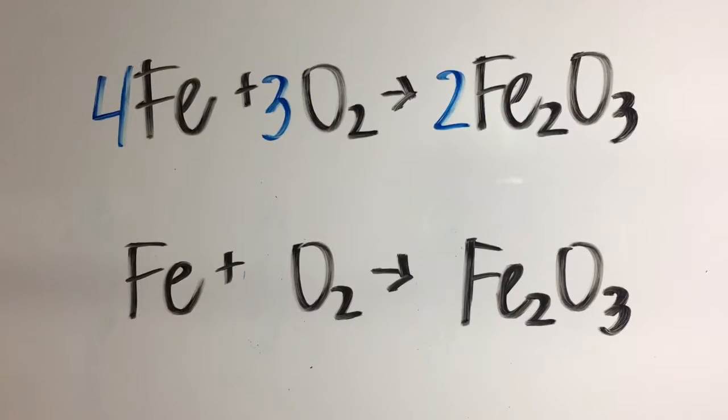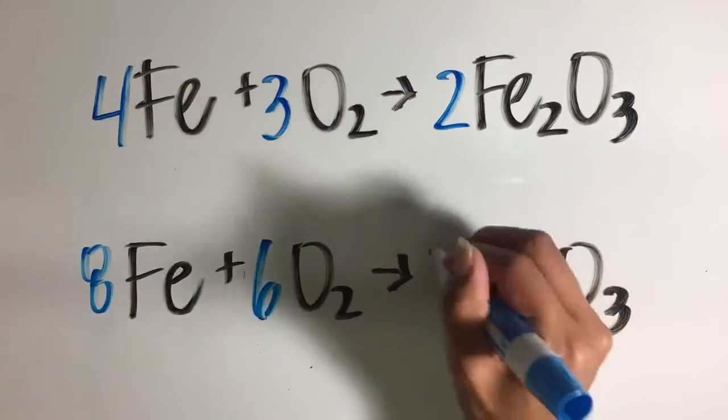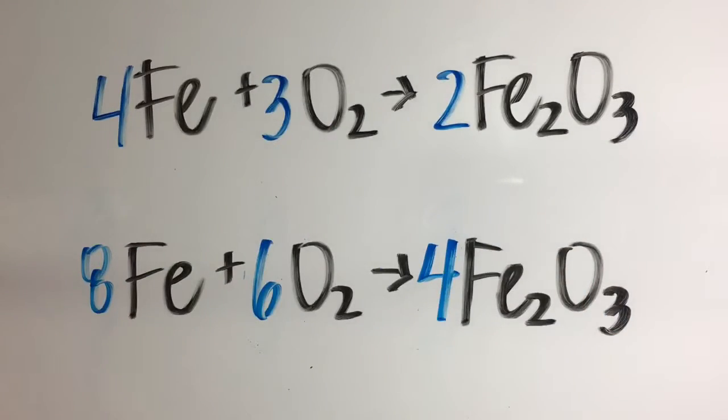Now on a side note, you could have written a balanced equation using multiples of the coefficients. For example, if you double all of the coefficients, you still have a balanced equation. But remember, it is always best to write a chemical equation in its simplest form. So check your work to make sure you can no longer reduce your coefficients.